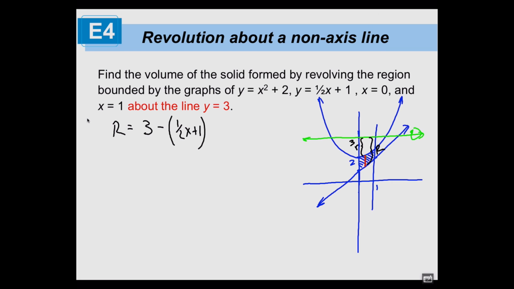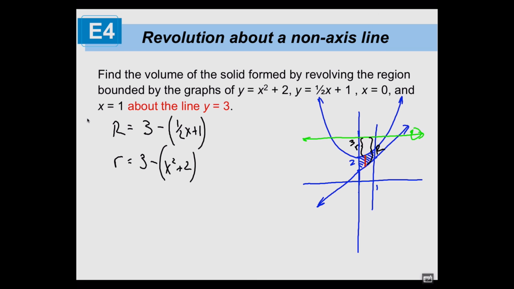The top of that radius is the line y equals 3. The bottom is the line 1/2 x plus 1. Yes? Good. What's little r? 3 minus x squared plus 2. Outstanding. Still top minus bottom. Well done.